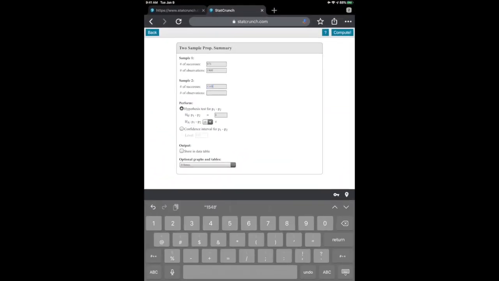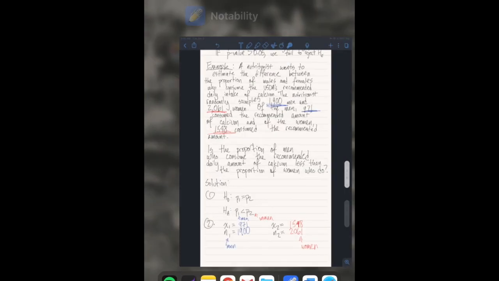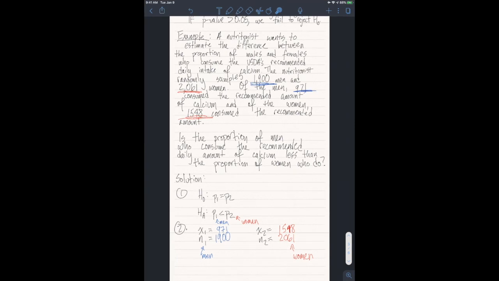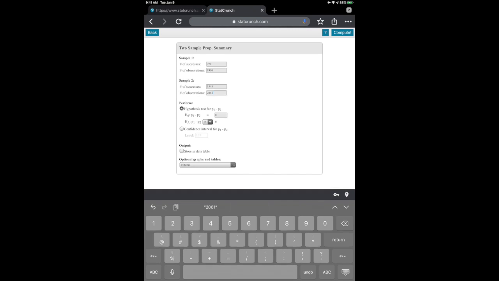1548 and 2061. Right? Those are the right numbers, right? 971 and 1900 and 1548 and 2061. Just want to double check because I don't want to put in the wrong numbers. 971, 1900, 1548, 2061. Looks good to me.